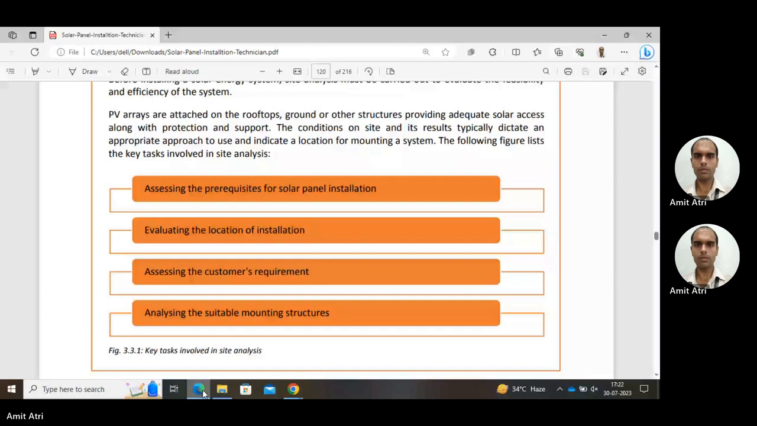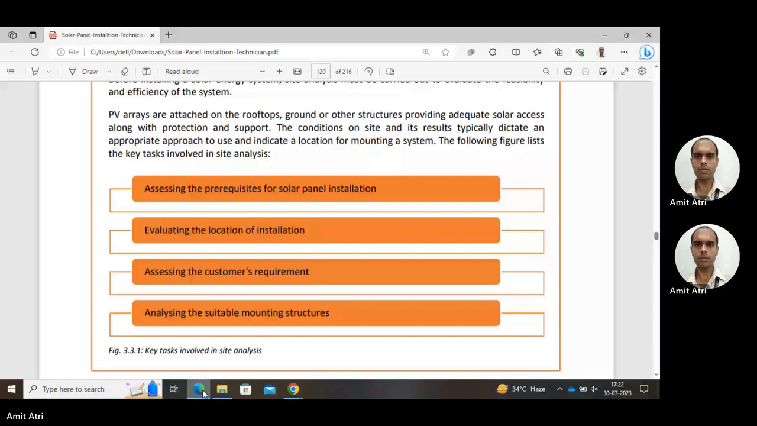The first one is assessing the prerequisites for the solar panel installation. Prerequisite means prior. These requirements should be done, and only then can we install our solar panel. Then evaluating the location. We have to evaluate where we have to install the panel. Then assessing the customer's requirement, so how much energy is required by the customer. And the last one is analyzing the suitable mounting structure.